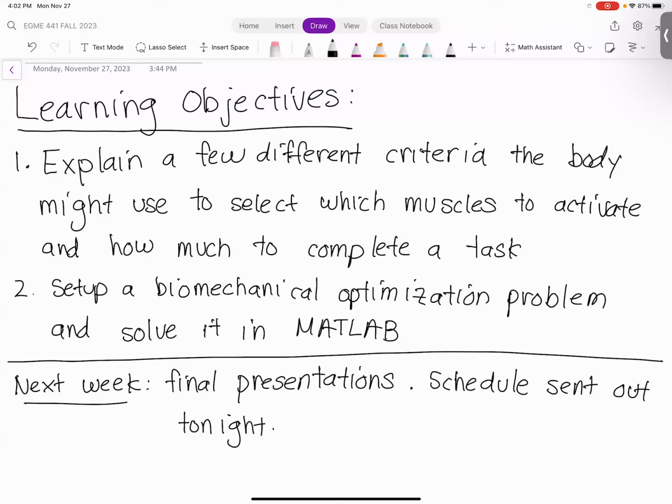Okay, so there are no more homeworks in this class. The homeworks are completely done. The last two things you have to do for this class, before we let out for break, are one, the final presentation, and two, the final report. Those are the last two things you have to worry about.